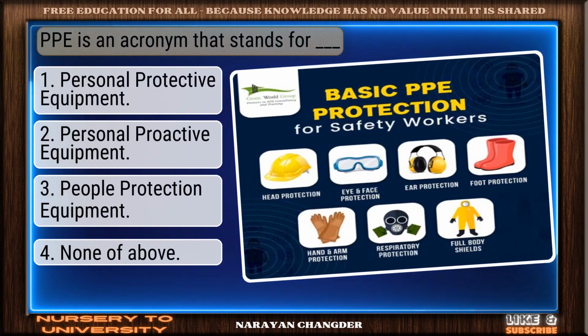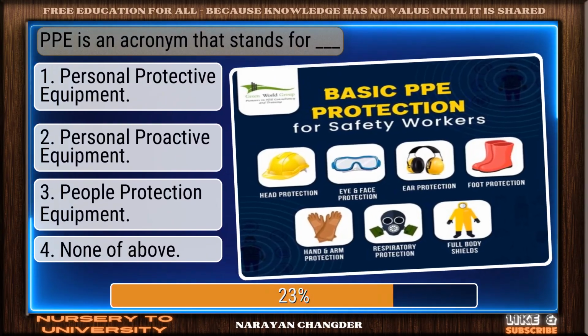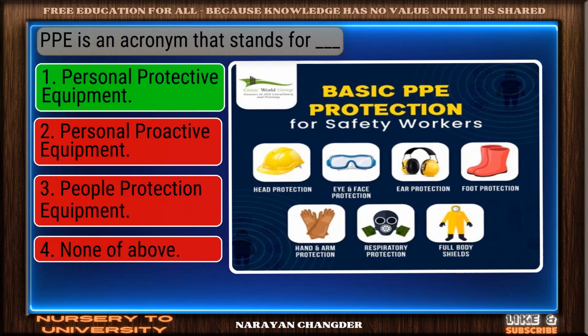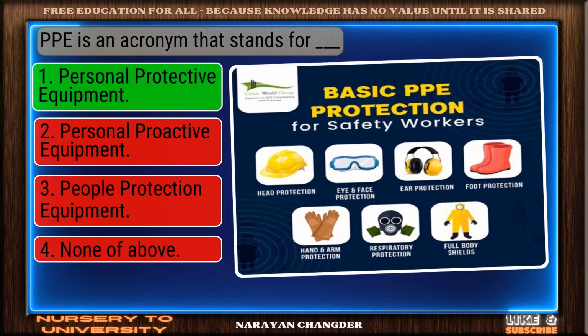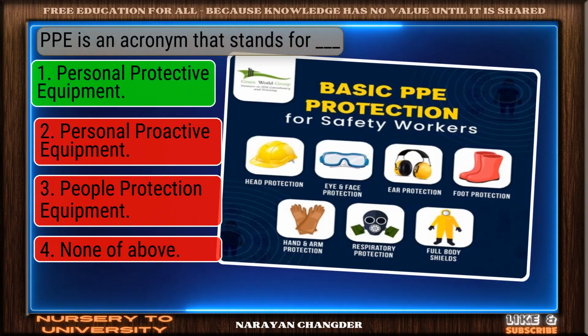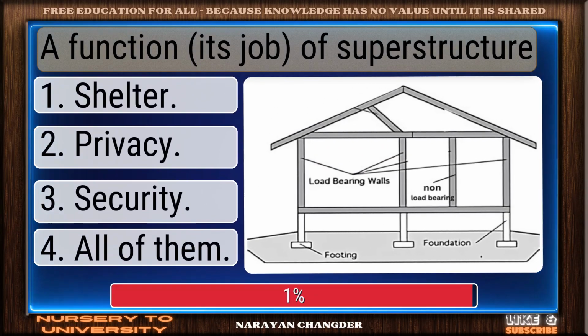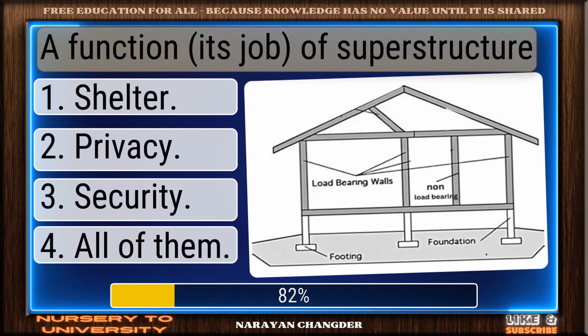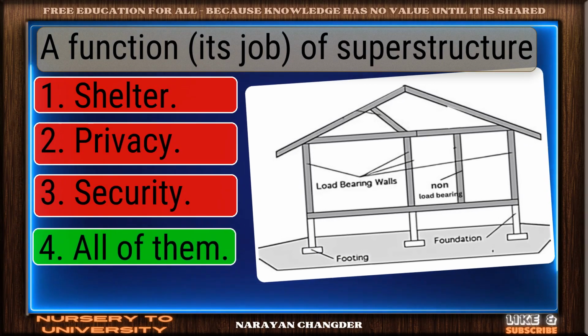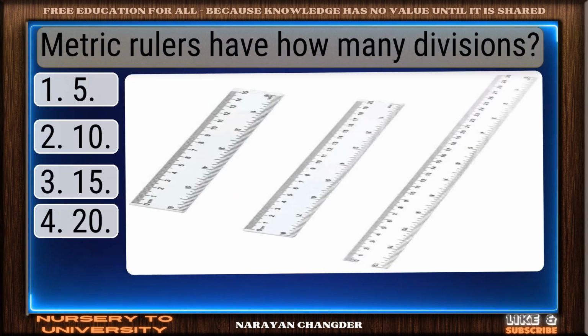PPE is an acronym that stands for dash. Sharp thinking. Personal protective equipment is the right choice. A function of superstructure. Correct. All of them is the right answer.